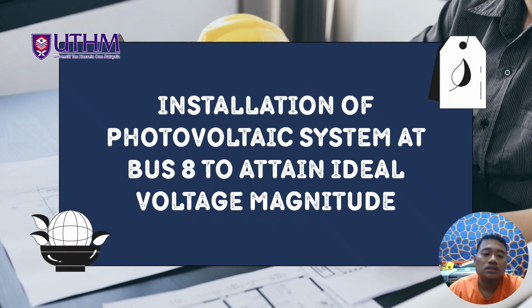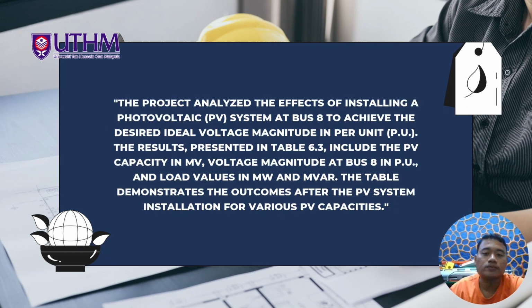Installation of a photovoltaic system at bus 8 to attain the desired voltage magnitude. The project analyzed the effect of installing a photovoltaic PV system at bus 8 to achieve the desired ideal voltage magnitude in per unit. The results presented in table 6.3 include the PV capacity in megawatt, voltage magnitude at bus 8 in per unit, and load values in megawatt and megavar. The table demonstrates the outcomes after the PV system installation for various PV capacities.